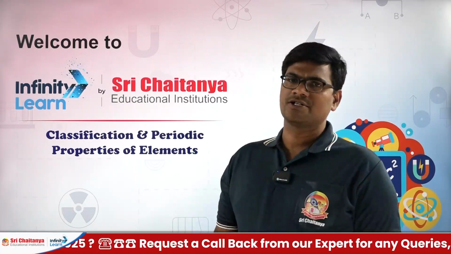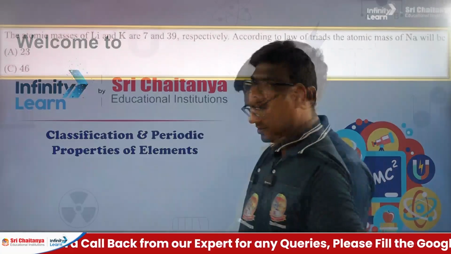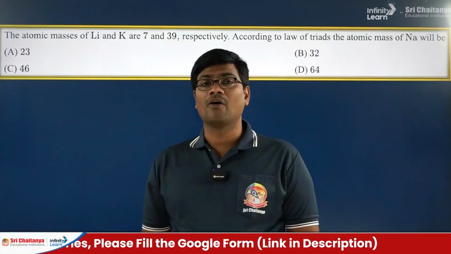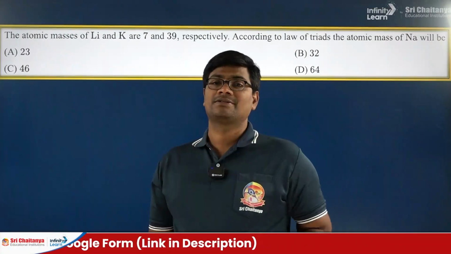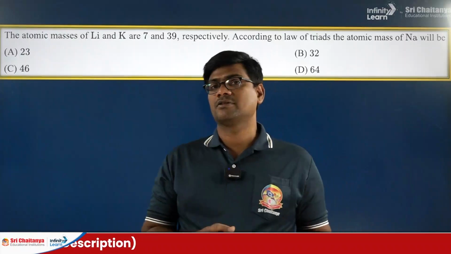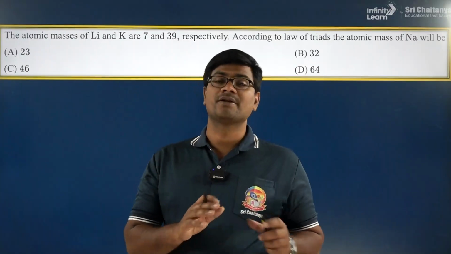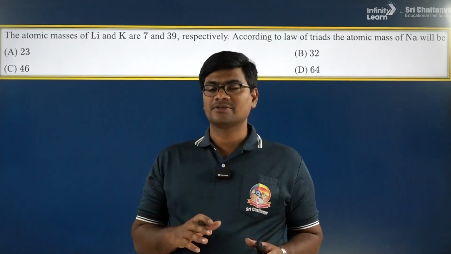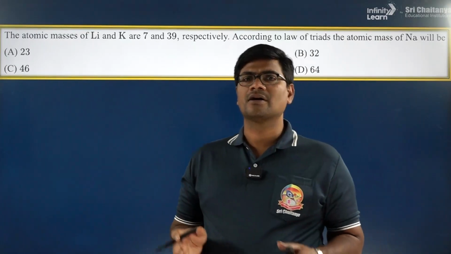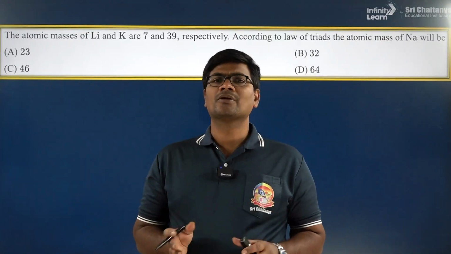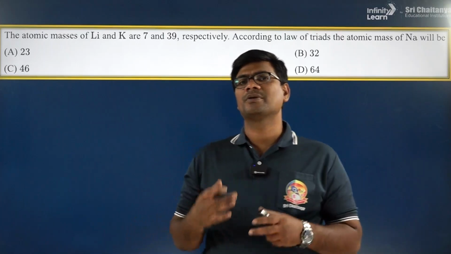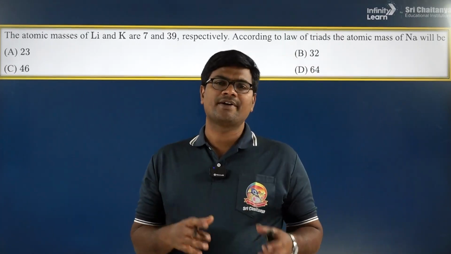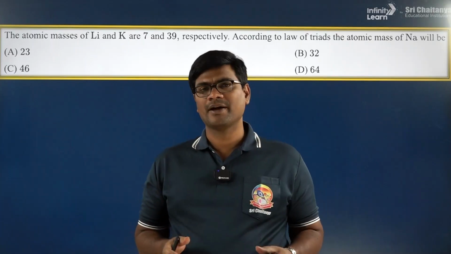Let's go for the questions in this topic. Look at the first question. It is about Dobereiner's law of triads. In the NEET syllabus, it is mentioned that we have to start from the modern periodic table. But sometimes there is a chance that the examiner will ask about the genesis of the periodic table, that means how the periodic table was developed. So Dobereiner's law of triads is one of the proposals made by him.